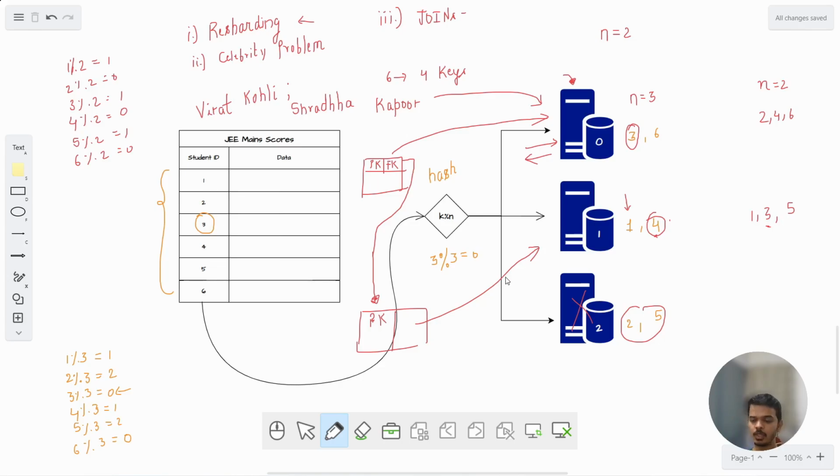So there could be two solutions. All your tables should be denormalized. Denormalize all your tables and store them on the database servers. This could be one solution, or another solution could be that you can move to non-relational databases. Okay, so these are the problems associated with database sharding.